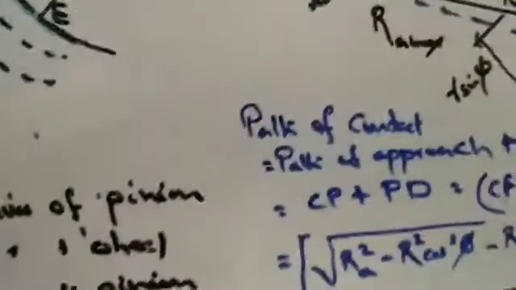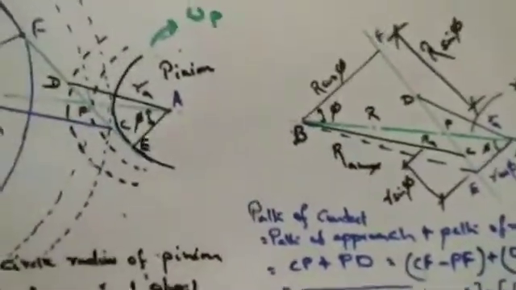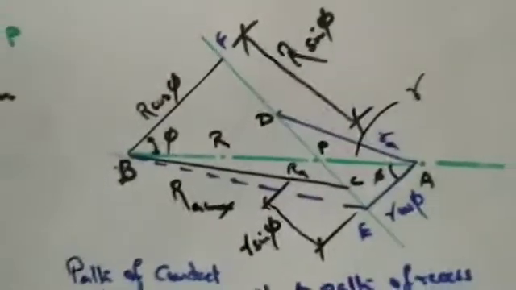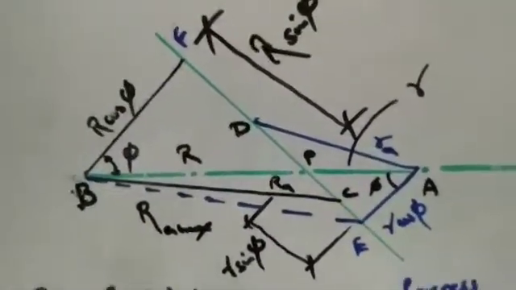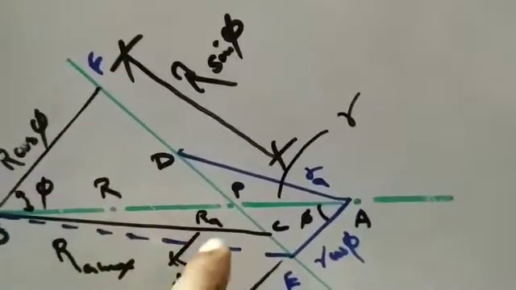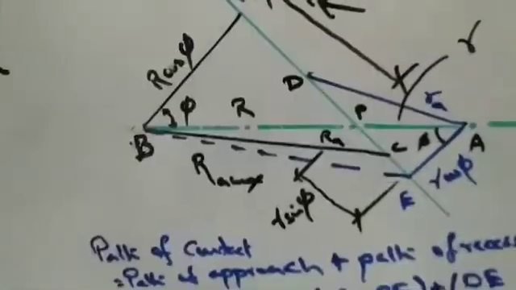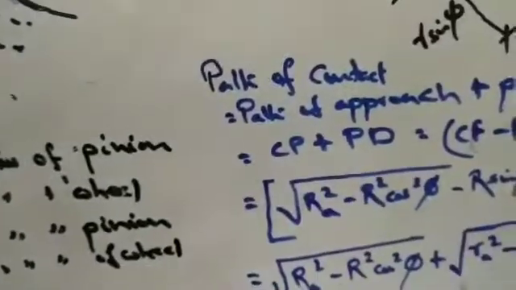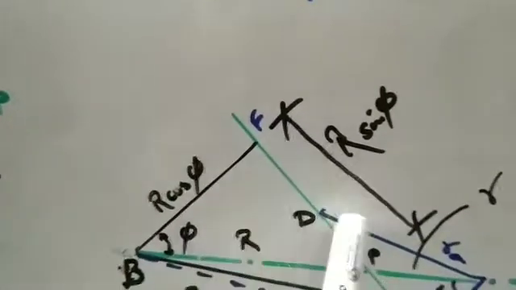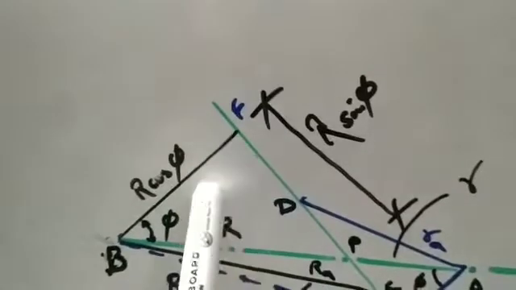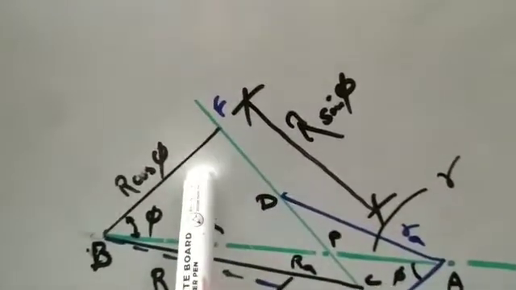Now we continue by finding what CF is. If you come to this figure, this is the line CF. We can write CF in terms of RA square. Applying the 90-degree Pythagoras theorem, CF is basically the square root of RA square minus r square cos square phi. If this is r, then this portion should be r cos phi.